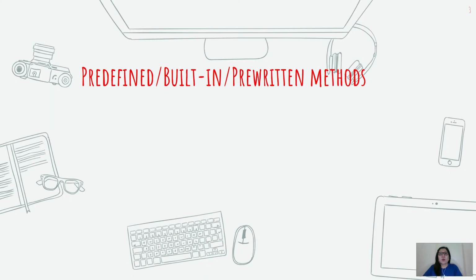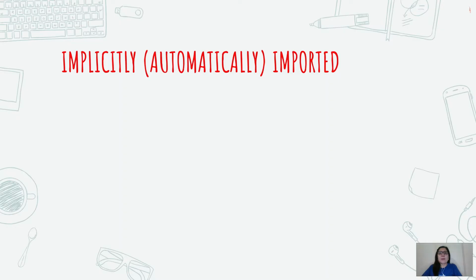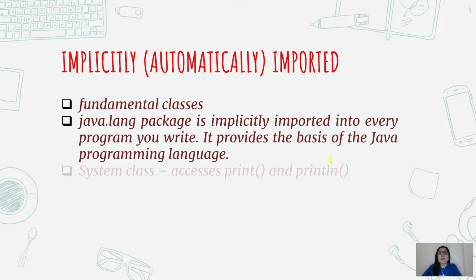Let's start with the first one, which is the predefined or built-in or pre-written methods. So they are stored in a package or a library of classes, which is simply a folder that provides a convenient grouping for classes. And it has been categorized into two packages. The first one is the implicitly or automatically imported. So these are the fundamental classes, and the java.lang package is implicitly imported into every program you write. It provides the basis of the Java programming language.